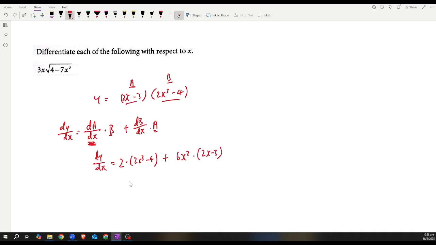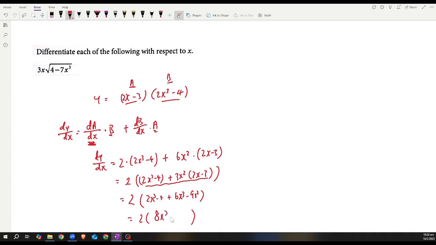Okay, and you can just simplify it. You factorize what you can. You can factorize out 2 from both sides. And then you have 2x cubed minus 4 inside plus 3x squared times (2x minus 3). You can actually further simplify from here. Just simplify whatever's in here. So you will have 2x cubed minus 4 plus 6x cubed minus 9x squared, which will be 8x cubed minus 9x squared minus 4. This will be the final answer.